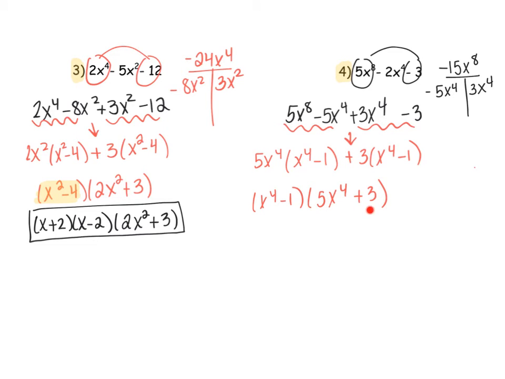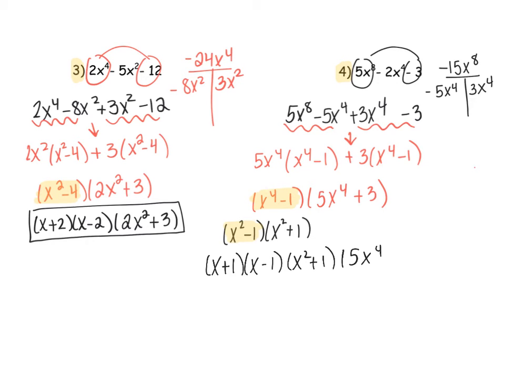Now, if you left it like this, you're about 99% right, but same thing as number 3, you needed to factor this piece a little bit more. So this is actually another DOTS. It's a difference of two perfect squares. This one is x squared minus 1 and x squared plus 1. And then I hate to say it again, but this is also a DOTS, difference of two squares. So this can be x plus 1, x minus 1. Then I can bring down my x squared plus 1, and I can bring down my 5x to the fourth plus 3. So this is technically my final answer.